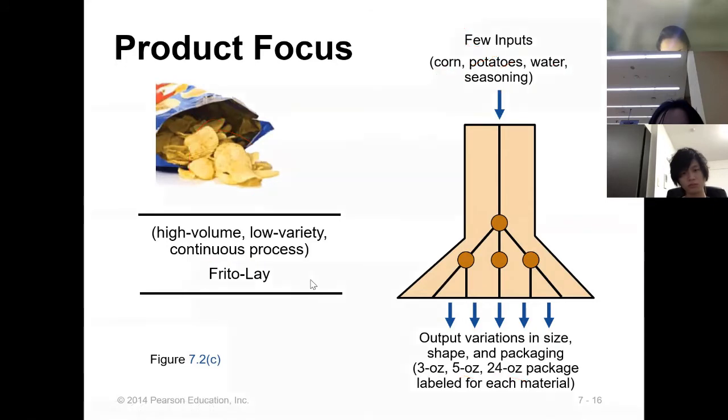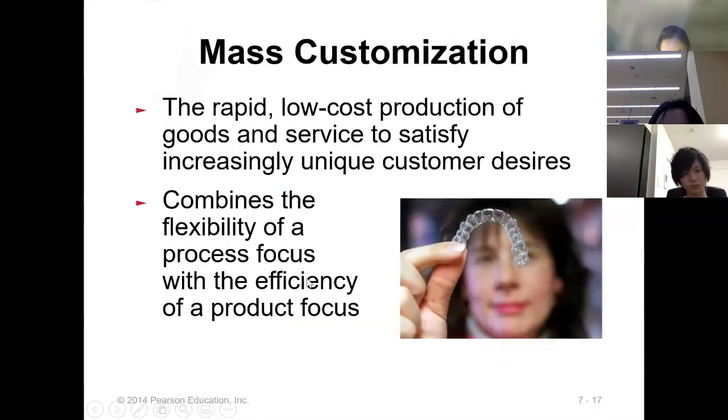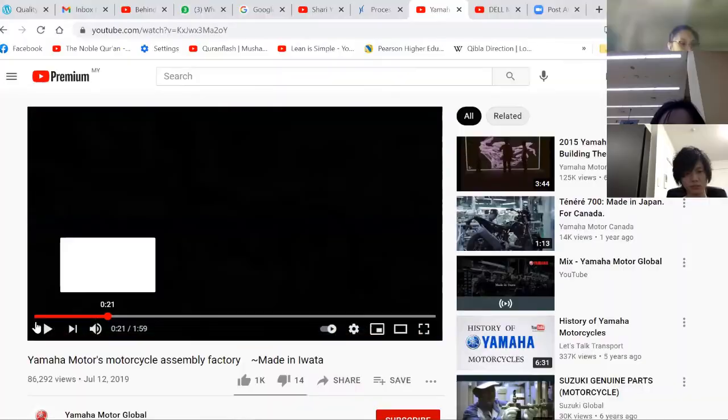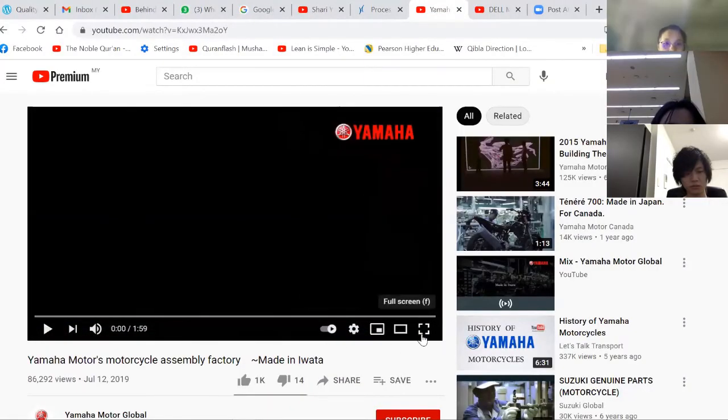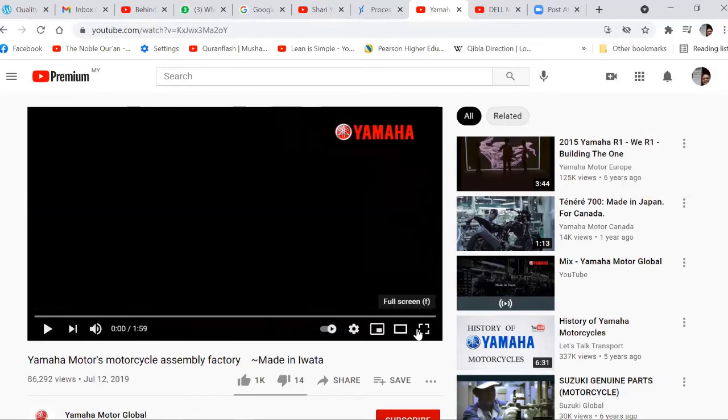Product focus. And finally, mass customization. I think I'll just stop here for a while, and I think repetitive is also for Toyota the same thing. But I'm just showing you the motorcycle so that you know. Can you hear?